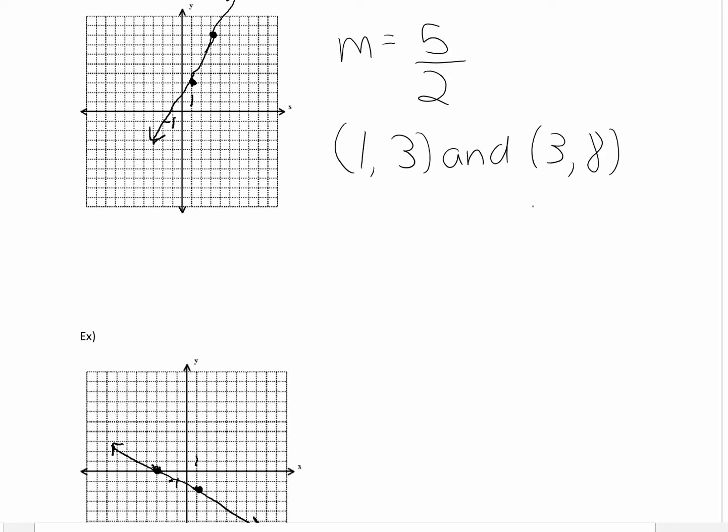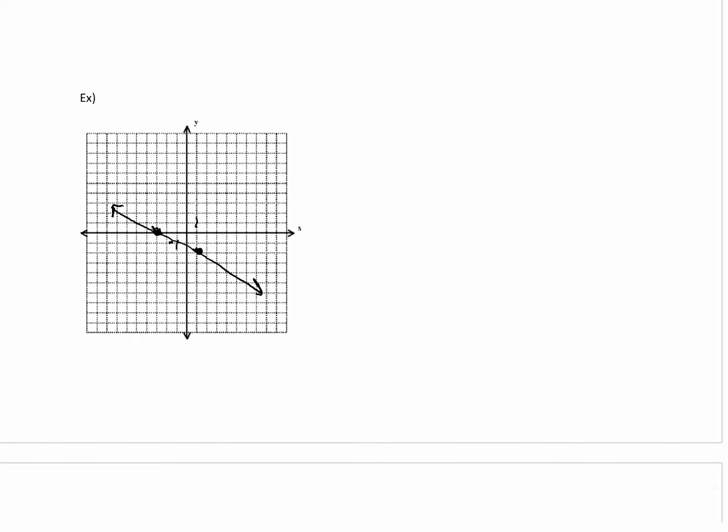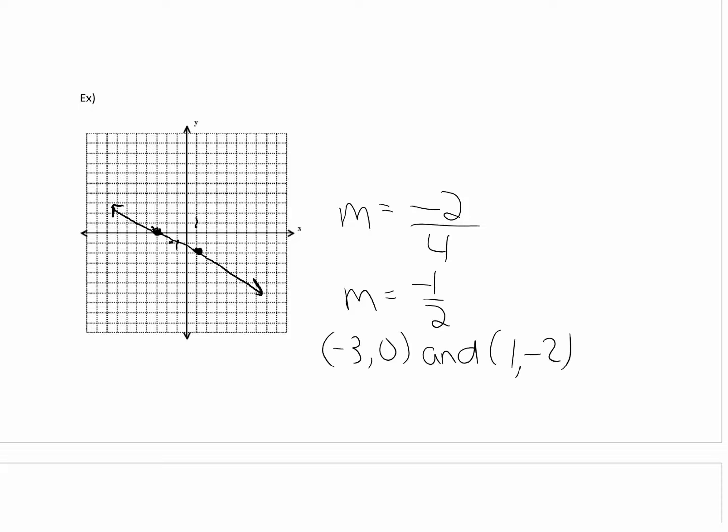Okay, let's take a look at the next example then. Again, I want to calculate the slope for the line. I'm going to use this ordered pair and this ordered pair. So here I go down 2. Because I'm going down 2, I'm going to refer to that as negative 2. And then I go to the right 4. Because I'm going to the right 4, that is positive. And this simplifies to negative 1 over 2. Similarly to the last example, I'm going to write out what the two ordered pairs are. Here it's (-3, 0), and here it's (1, -2).